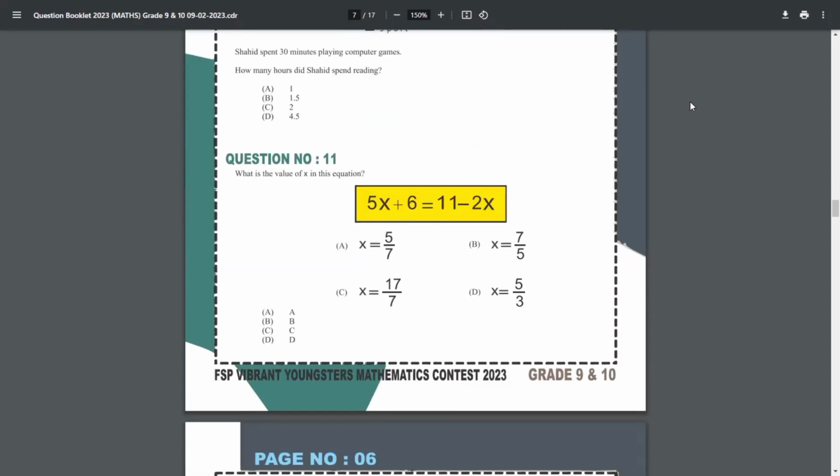Question 11. What is the value of x in this equation? 5x plus 6 equals 11 minus 2x. So the value of x in this equation is 5 by 7. That is option A. Question 12.